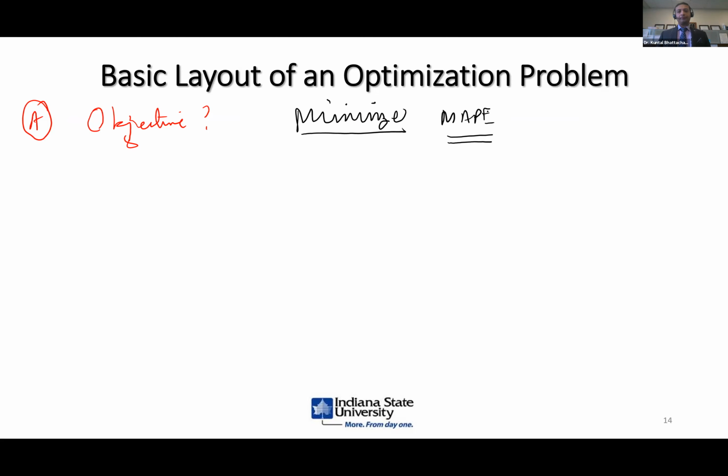Simple approach. In this context, it's about minimizing the mean absolute percentage error. You can have optimization applications in different situations. If you are a financial analyst, you're trying to minimize cost, you're trying to maximize profit, you're trying to maximize revenue.